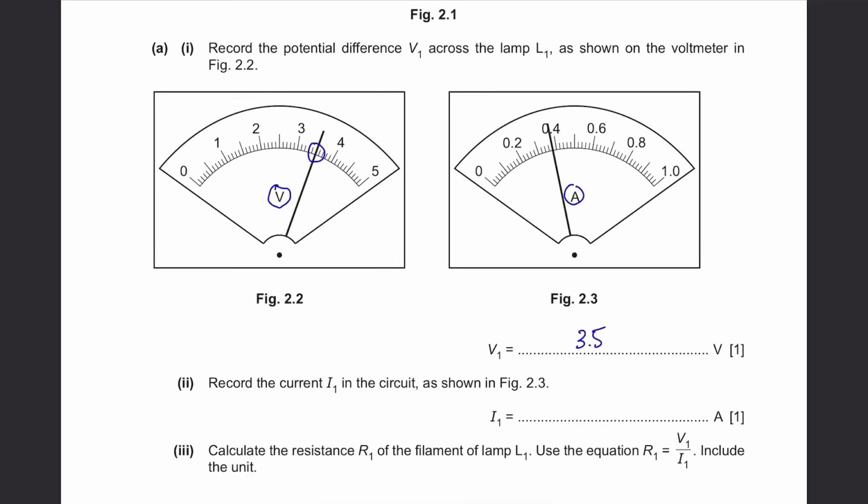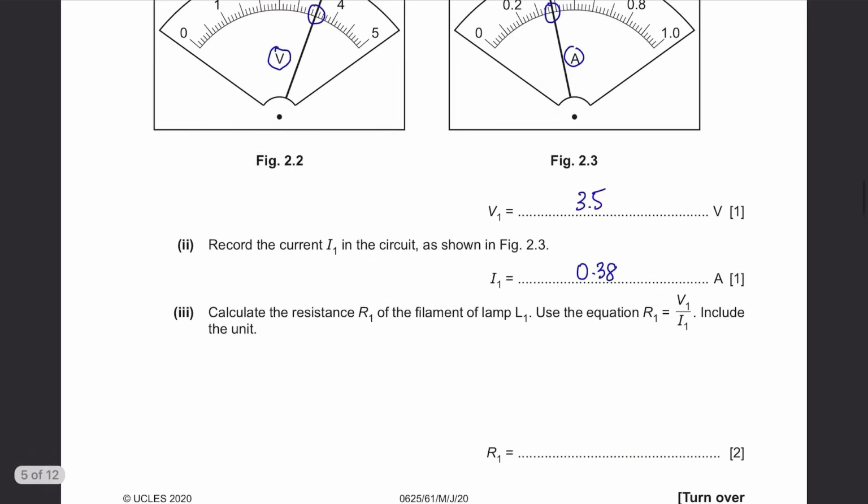Now we can use this diagram. The middle point is 0.3, so this is 0.38. Calculate the resistance R1 of the filament of lamp L1. Use the equation R1 equals V1 over I1, include the unit. Just substitute the values in the equation. 3.5 divided by 0.38 equals 9.21. The unit is ohms.